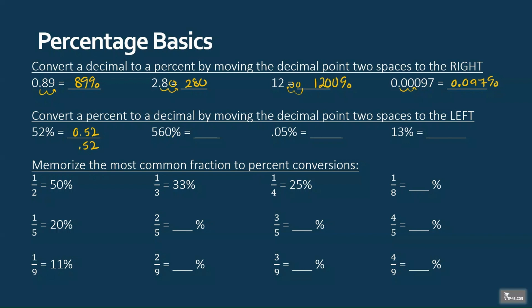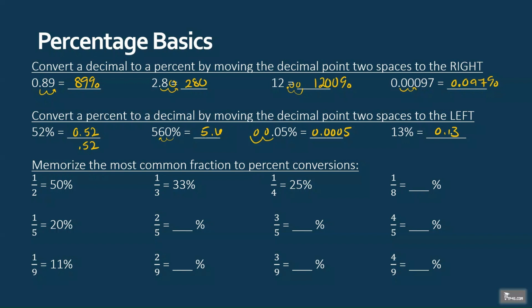560%, I'm moving that decimal 2 places to the left, so it's going to end up here between the 5 and the 6. So that's a multiplier of 5.6. 0.05%, do not be tricked into moving it to the right. You're still moving it to the left, which means we're going to have to put in 2 more zeros. So 0.0005, with zeros before your 5. And finally, 13% is 0.13.